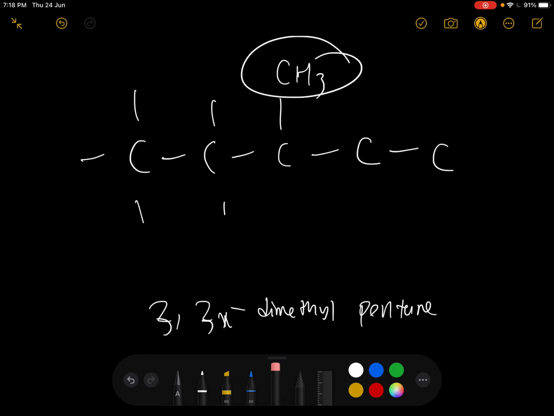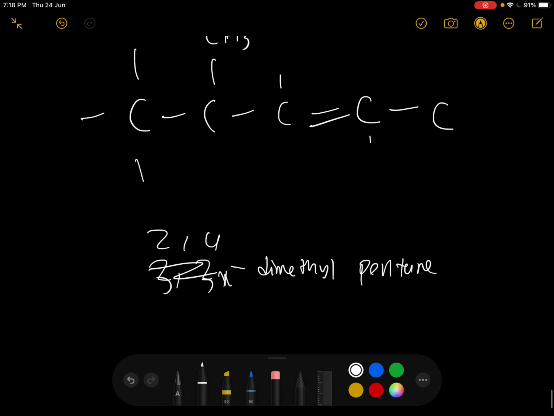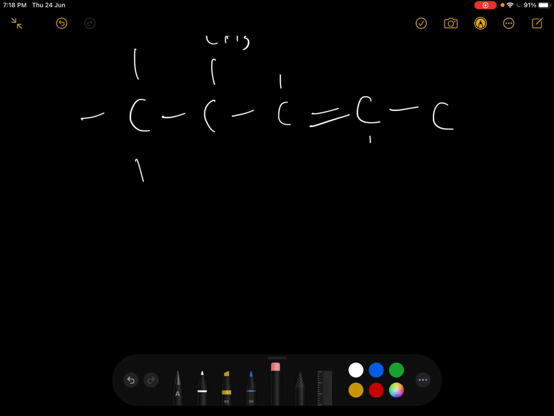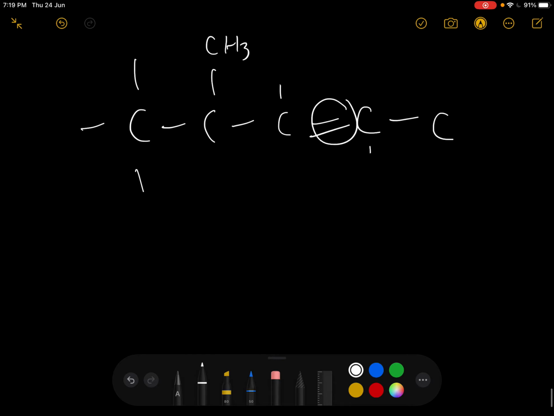How about if I have, instead of both here, I have 1 here and 1 here. Do I name it 2,2? No, it will become 2,4. How about if I have this? Let's say I have my double bond here, and then I put my methyl here. Do I name it 2-methyl pen-4-ene, pen-3-ene, or 3 or 4-methyl pen-2-ene?